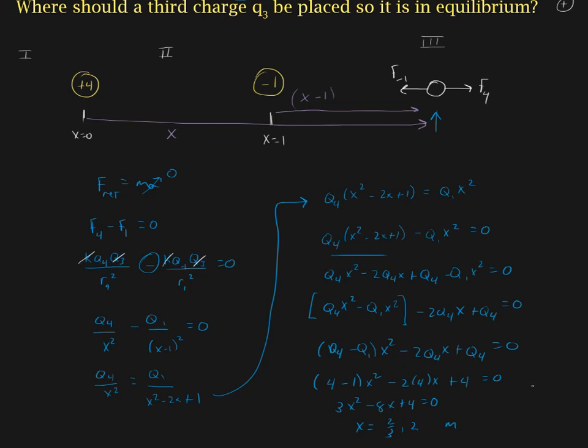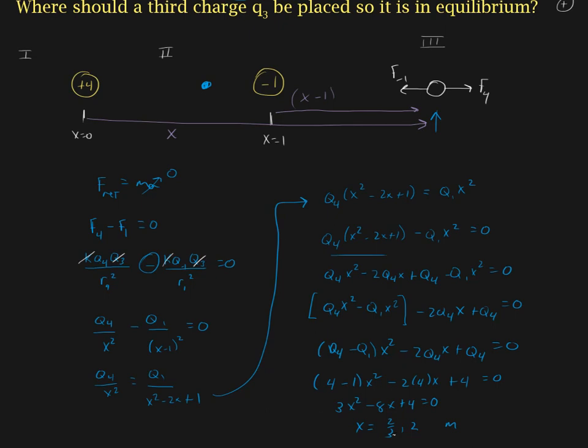The correct response here is going to be 2. Remember that the distance between +4 and -1 is only 1 meter. And that the way x is defined, it's going to be the distance from the +4 charge all the way over to the right, somewhere to the right of the -1 charge. And so if we were to use the 2/3, that's going to give us a location that's right about here. And that's not the correct location.